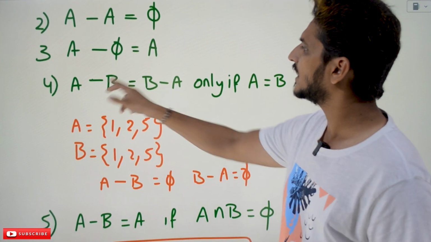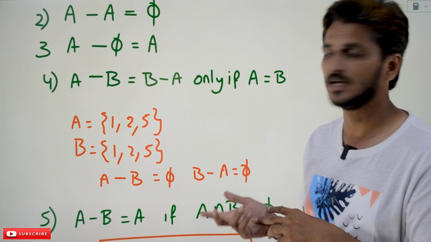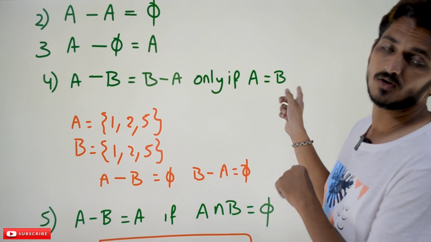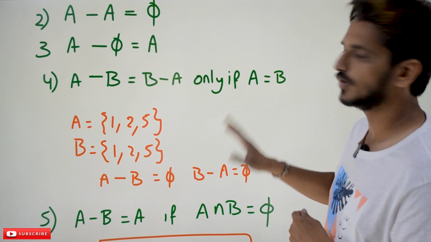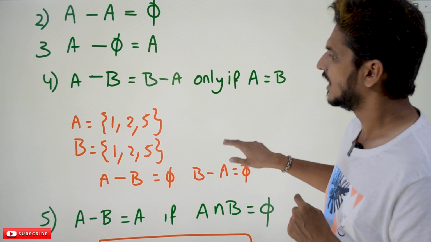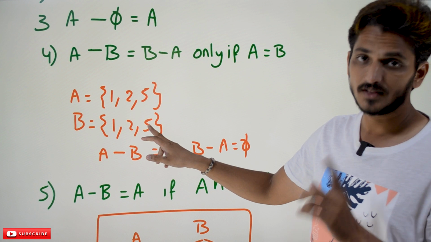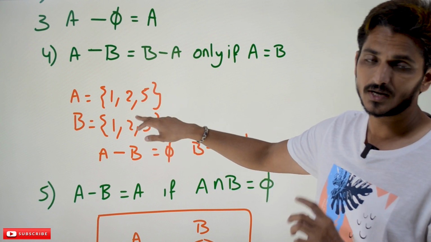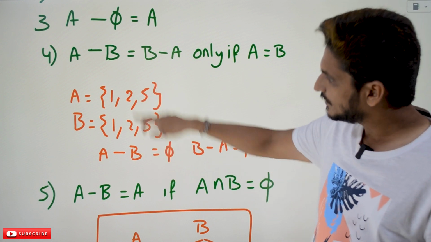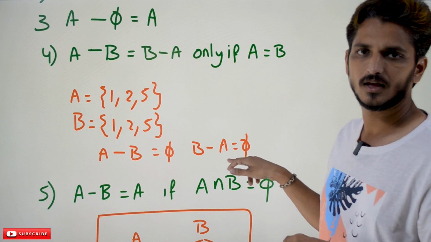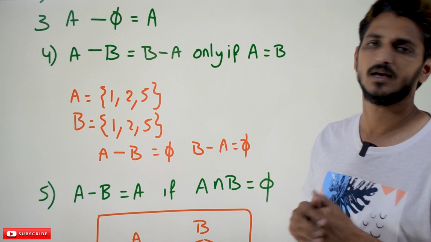Coming to the next one, A minus B equal to B minus A. We can say that A minus B equal to B minus A only if A equal to B. Otherwise, at any other time it is not going to be equal. Let's take an example. A and B are both 1 to 5, both the same. What are the common elements between A and B? All the elements. A minus B means phi. Similarly, B minus A means phi. This is the only situation where we can say that A minus B equal to B minus A.